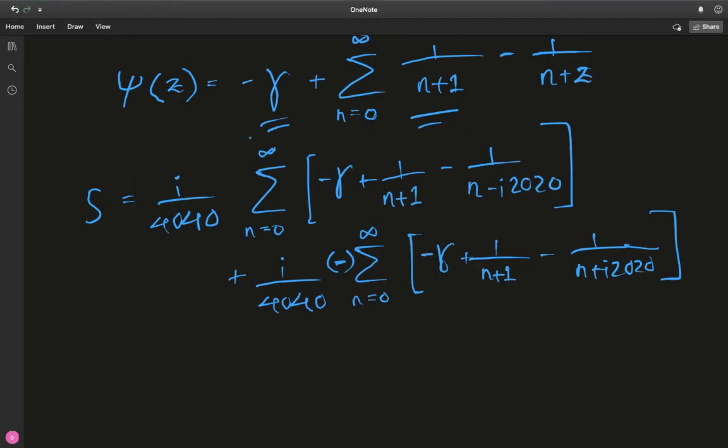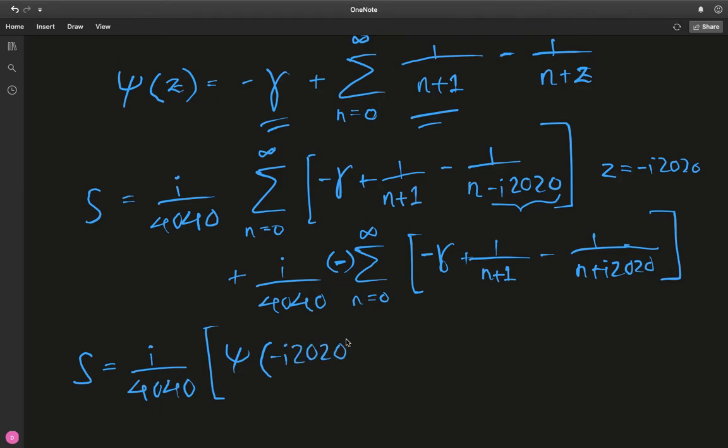So now using the definition of this digamma function, we can notice that S can be written as i over 4040, because that's the constant factor, and this part inside, what's z here? z is just negative i times 2020, because z was whatever was added with n. So what's added with n is negative i times 2020. We have to take the negative also. So this is just going to be the digamma of whatever z we found out. Digamma of our z is negative i times 2020.